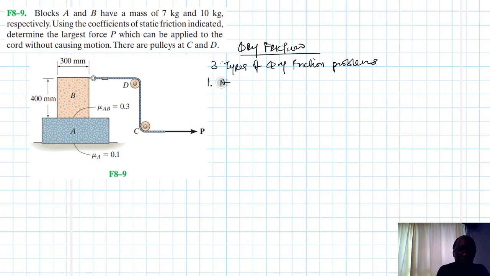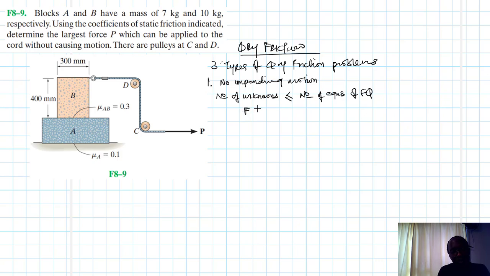The first one is where we are experiencing no impending motion. In this particular case, the number of unknowns is less than or equal to the number of the equations of equilibrium. It means we are able to solve the unknowns using the available equations of equilibrium. Therefore, we also need to check whether this condition is met at the contacting surface, and if this is met, then we are sure that there is not going to be slip.